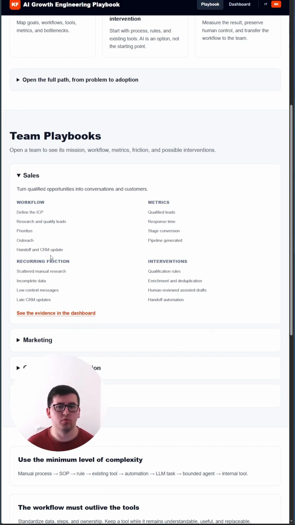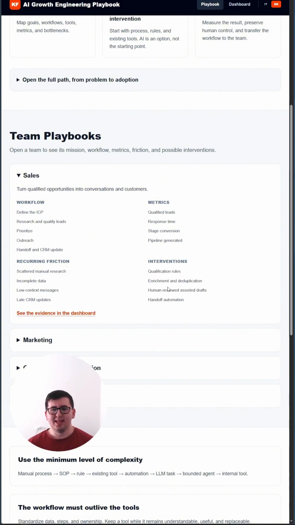What do they do? They do work. They usually have a workflow. They have metrics, with recurring friction that usually are the bottlenecks, and the intervention is what you can do. Maybe you can put in qualification rules and reach and deduplication. Those are big problems for sales. Human-reviewed assisted drafts and automation. Those are the interventions that you can have in those roles.